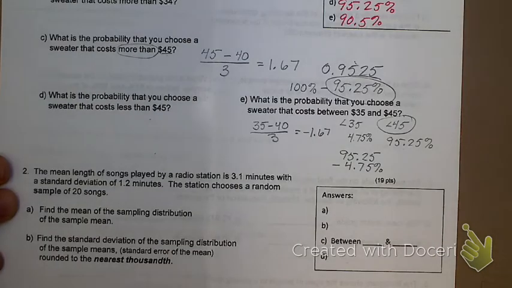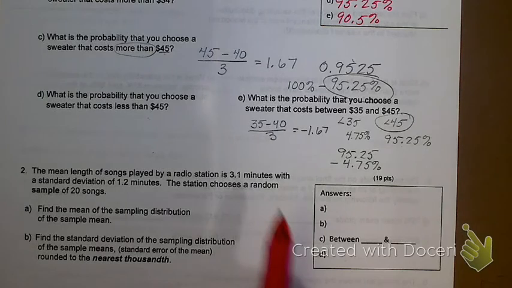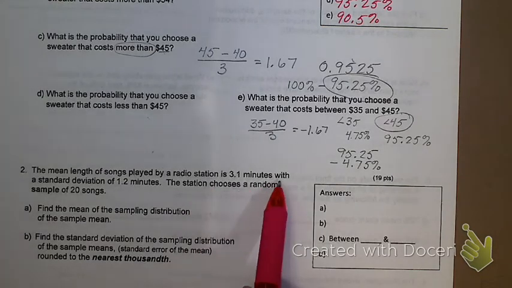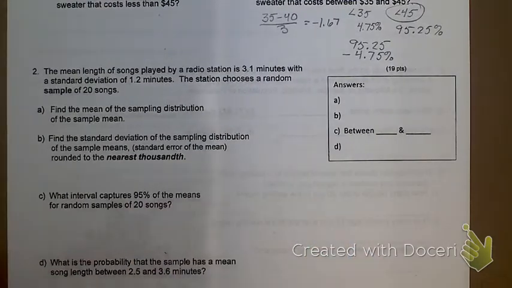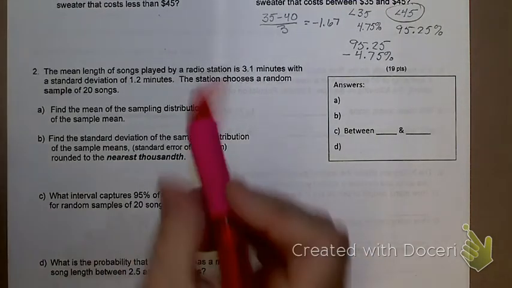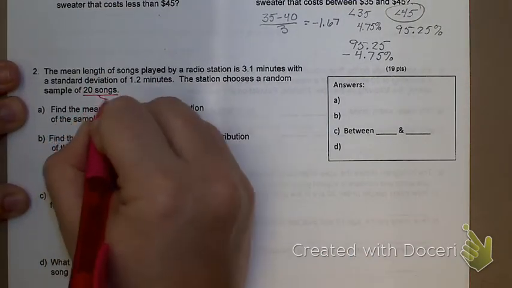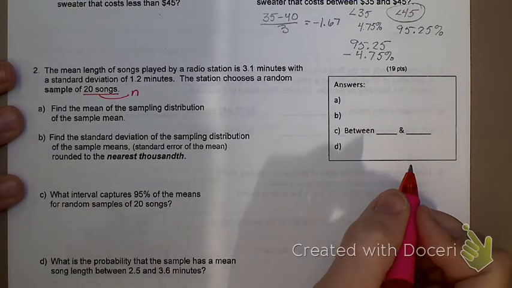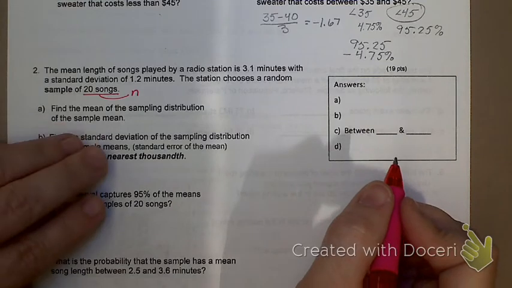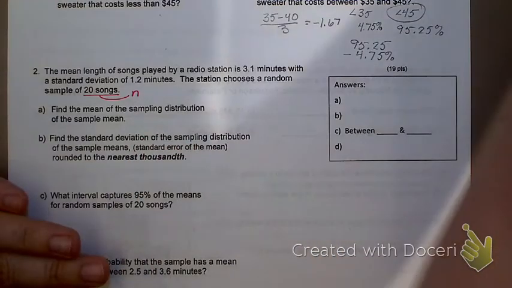Number 2: the mean length of songs played on the radio station is 3.1 minutes with a standard deviation of 1.2 minutes. The station chooses a random sample of 20 songs. When they tell me a random sample, I know that is my n value when I'm doing anything with sampling means. Find the mean of the sampling distribution of the sample mean.